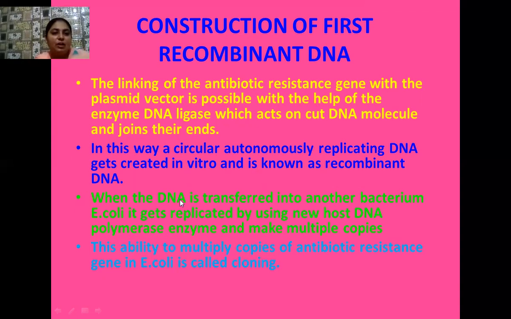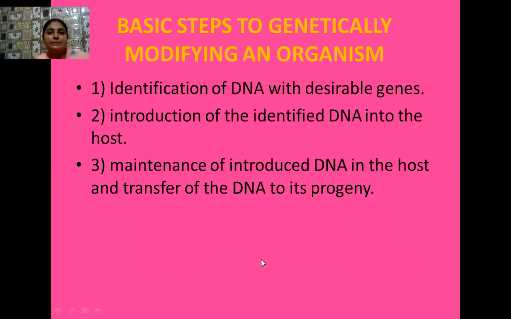So when this recombinant DNA is transferred into another bacterium, which is E. coli here, it gets replicated by using the new host's DNA polymerase enzyme and makes multiple copies of itself, which is known as gene cloning. So this ability to produce multiple copies of the antibiotic resistant gene in E. coli is actually known as gene cloning.